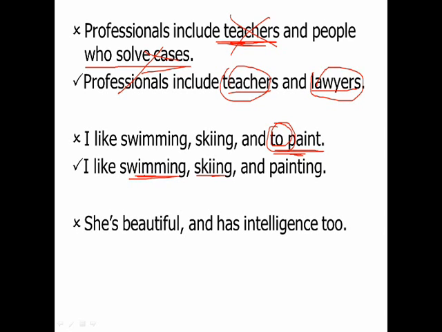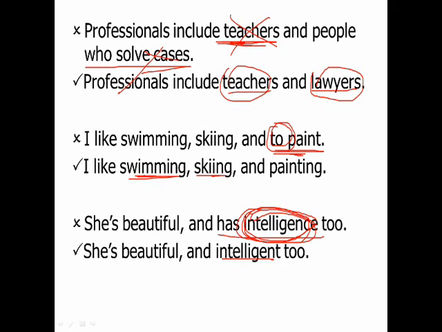Last example. She's beautiful, and has intelligence too. Although it sounds like the grammar is correct, it is not. She's beautiful and has intelligence too. What do you think is the wrong part of the sentence here? Yep, you're correct. You are using again a phrase. She's beautiful and has intelligence too. So this one is wrong. How do you correct this one? You are going to change it into an adjective. This one is a noun. That's why you are going to change this one into an adjective. She's beautiful and intelligent too. That is the correct way of making it parallel.